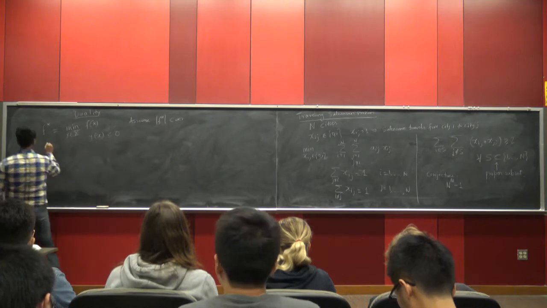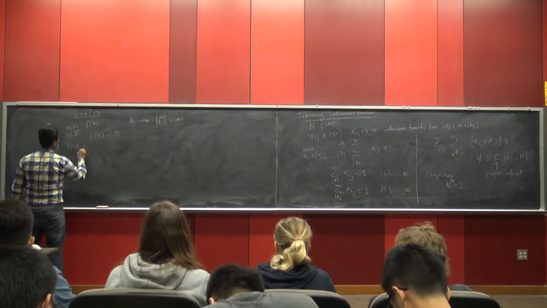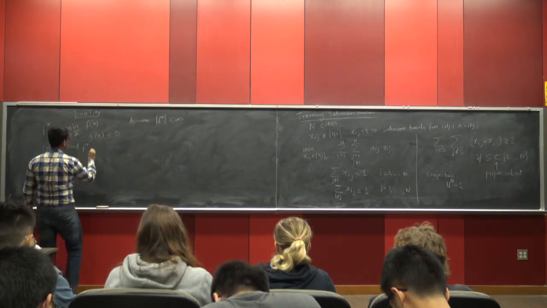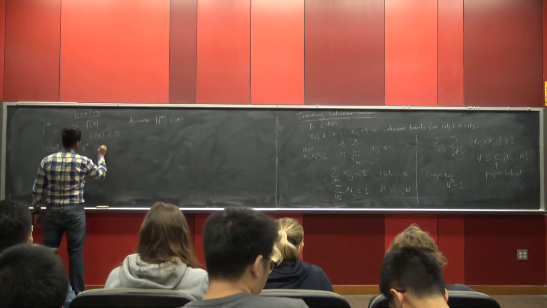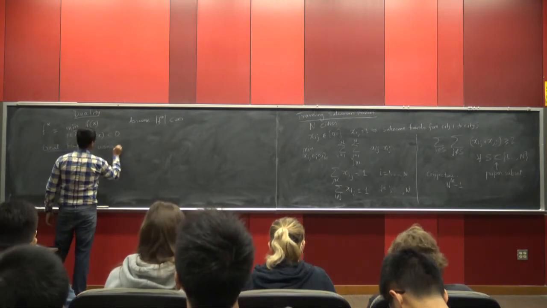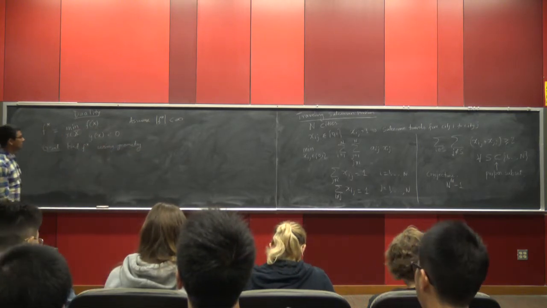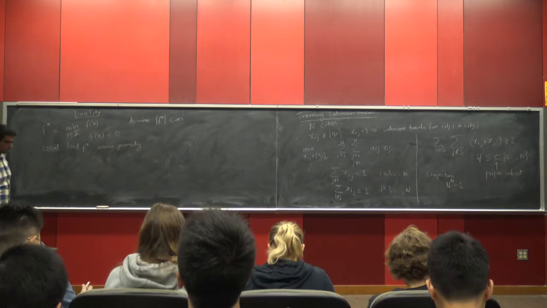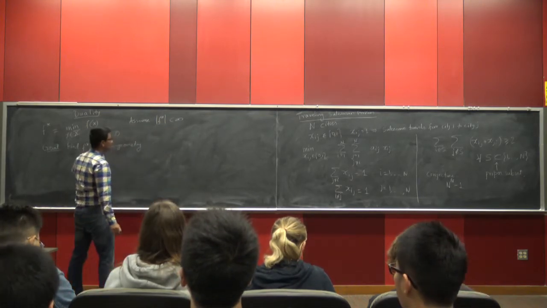So the goal is to find f star, maybe geometrically, or using geometry. So how can we try and solve this problem?